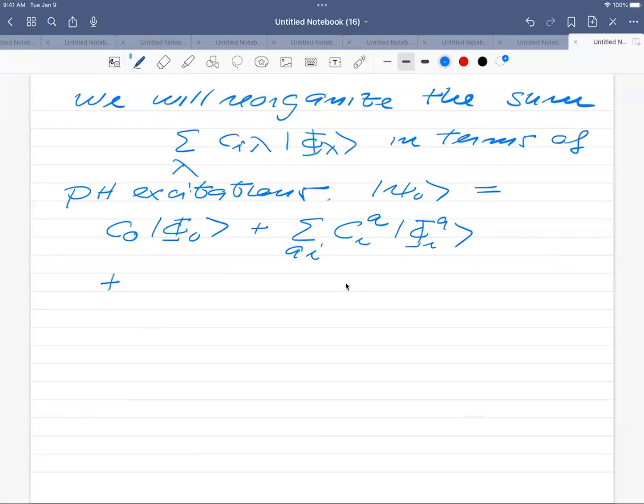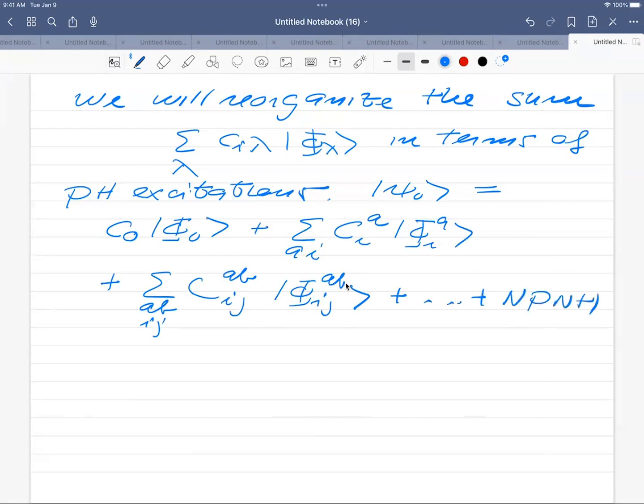Then the next term which we get is going to be a sum over A, B, I, J. This is going to be the two-particle two-hole excitations. And this has now a state of Ij of AB. And this goes all the way up to N-particle N-hole excitations. I'm just going to write it like that, the final one.